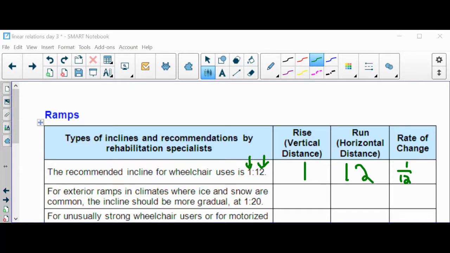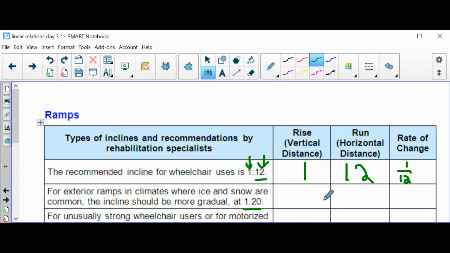So for exterior ramps in climates where ice and snow are common, we wouldn't know any place like that as I sit inside and watch the snow outside, the incline should be more gradual. So if you wanted to think about it, the 1 to 12 could be for a ramp that is inside of a building, where the 1 to 20 is one that's more appropriate for something that is outside of the building, particularly in our northern climate.